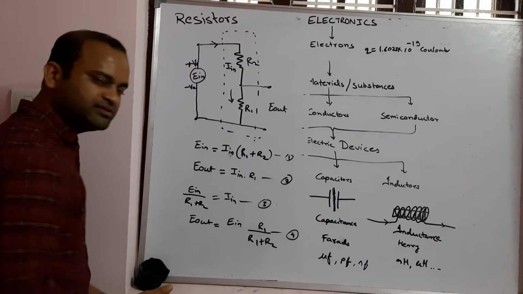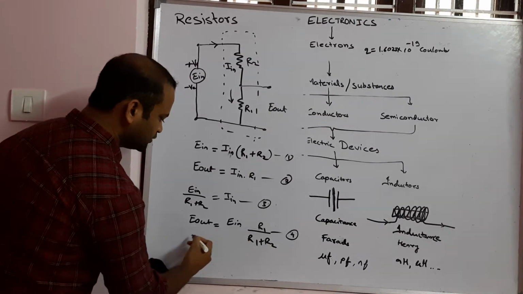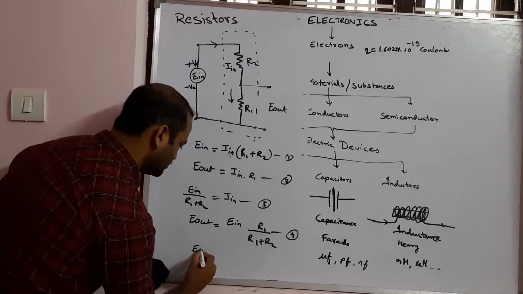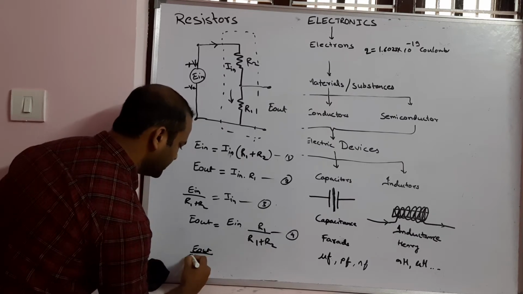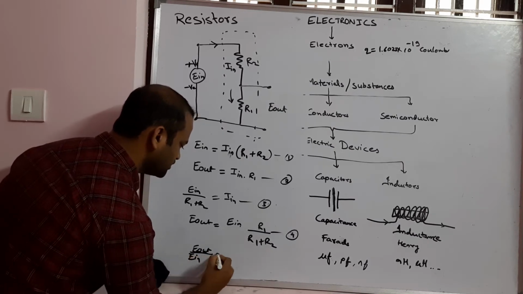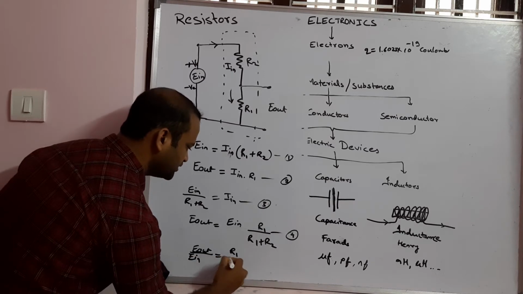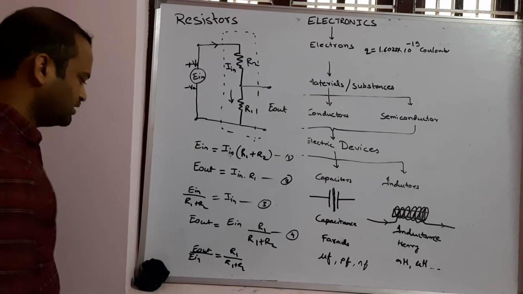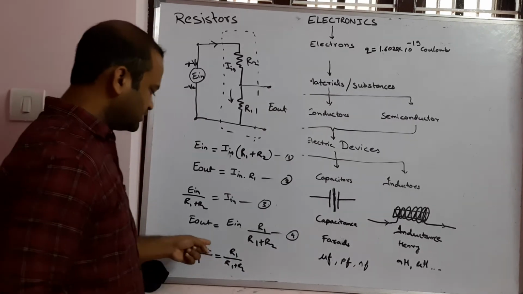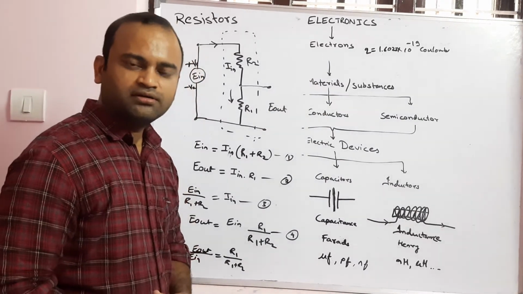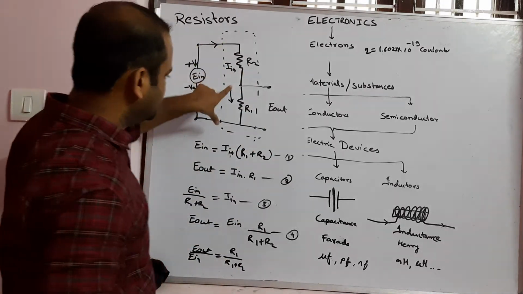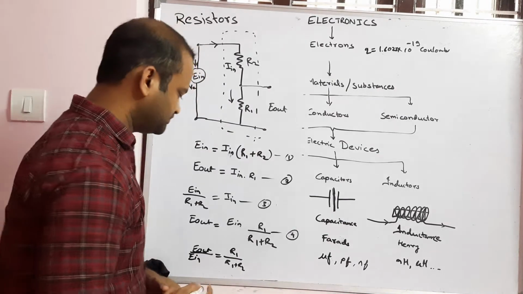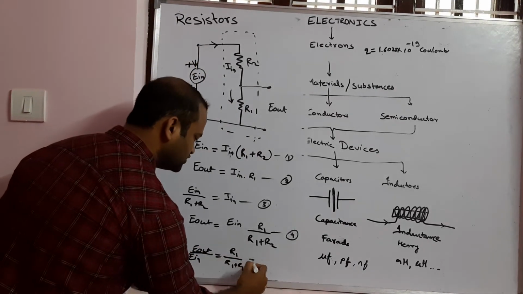And if we move this E in to the left hand side, E out divided by E in is equal to R1 divided by R1 plus R2, and hence this becomes the transfer function of this particular system, also known as the gain of the system, which is equal to G.